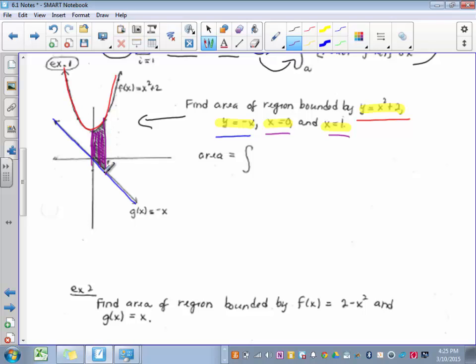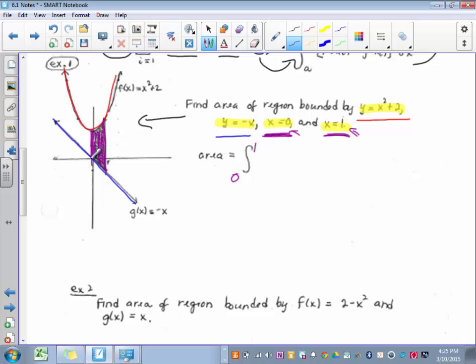So now that we have all this information, we just need to set up this integral. The first thing is to set up how far left and how far right we are integrating. Our lower bound is 0, and our upper bound is 1 right there. So we're going to integrate from 0 to 1. You can see that these lines are right here.